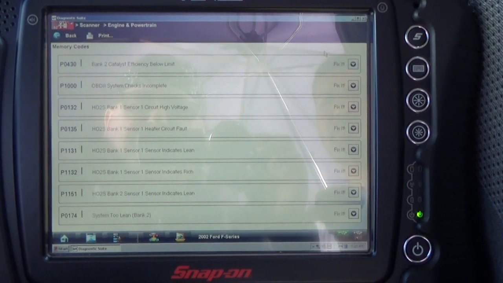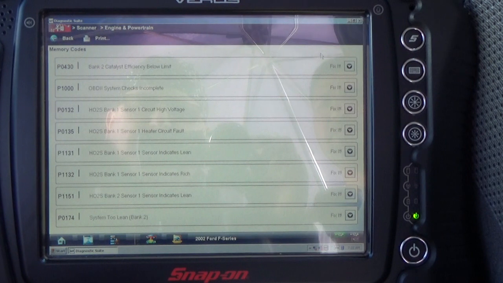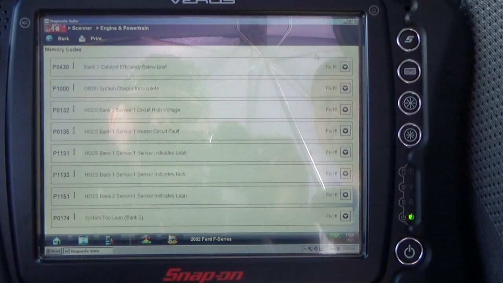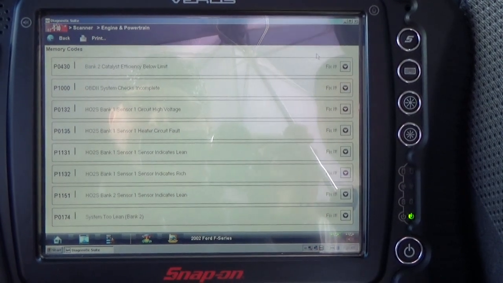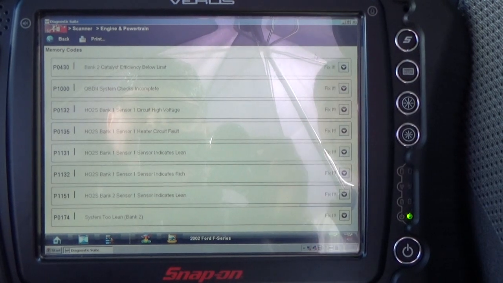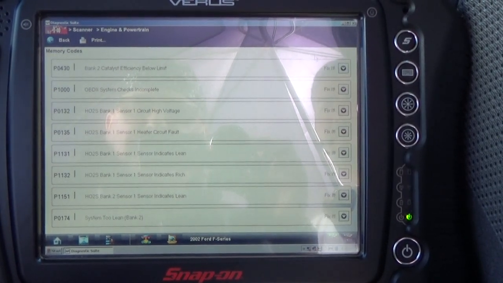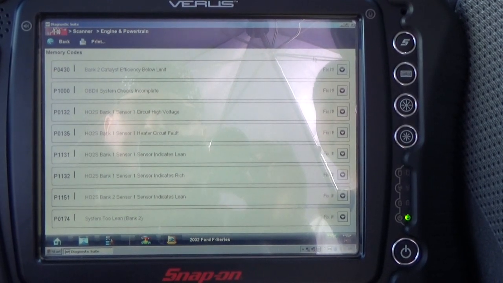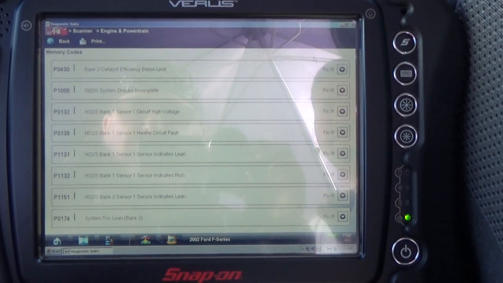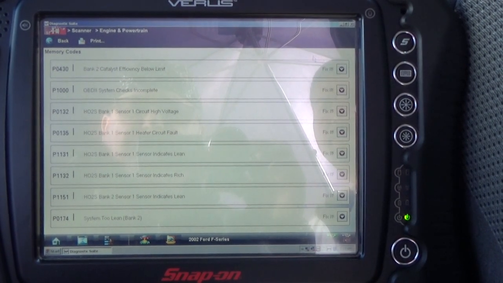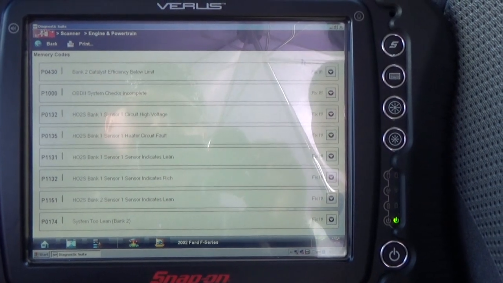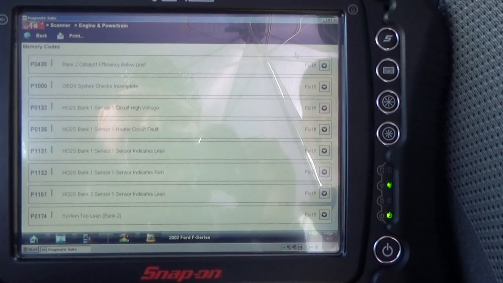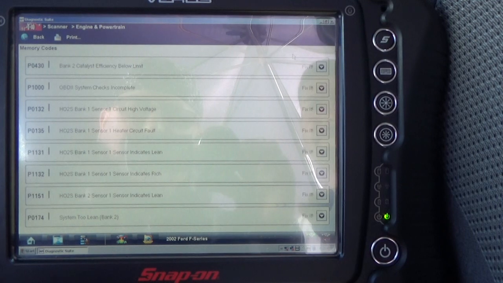And P1132, heater O2 sensor bank 1 sensor 1 indicates rich. And we got the P1151, heater O2 sensor bank 2 sensor 1 indicates lean. And the P0174, system too lean bank 2. I'm going to check the data PIDs and get back to you. Hold on a second.